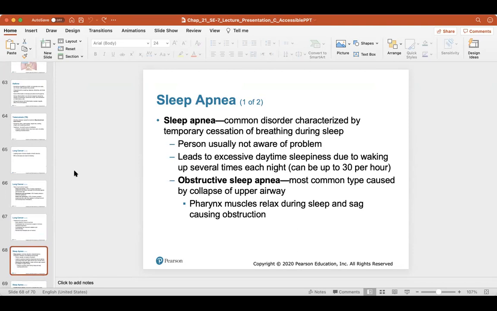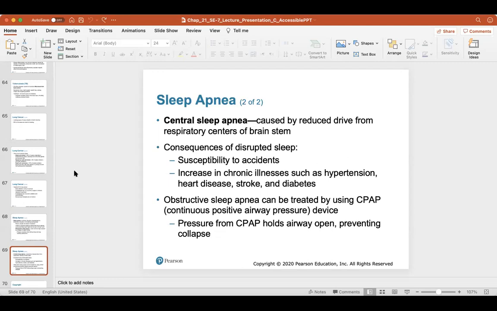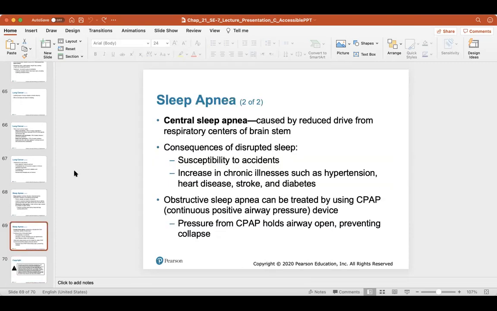Obstructive sleep apnea is the most common type, caused by the collapse of the upper airway, where the pharynx muscles will usually relax during sleep and then sag, causing an obstruction. Central sleep apnea is caused by reduced drive from the respiratory centers of the brainstem. Consequences of disrupted sleep usually are susceptibility to accidents and an increase in chronic illnesses like hypertension, heart disease, stroke, and diabetes. Obstructive sleep apnea can be treated using a CPAP, a continuous positive airway pressure device, which keeps the airways open. That's the end of this chapter.